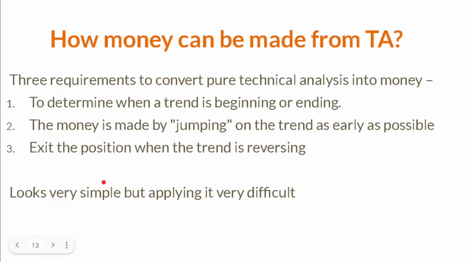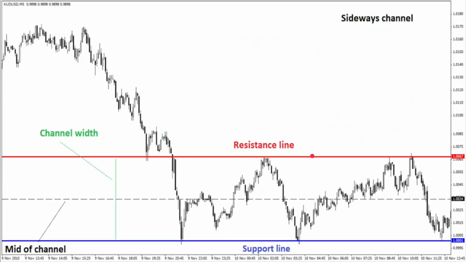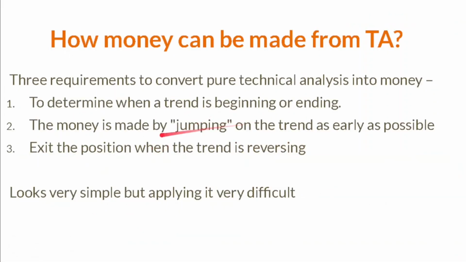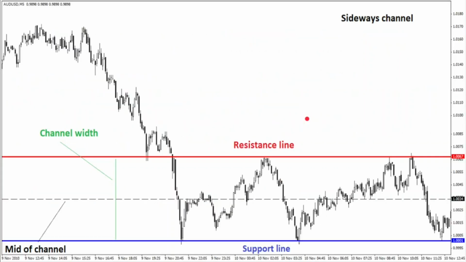This looks very simple, but applying this is very, very difficult. So that's why we use a lot of indicators and things like that. Whenever I say you will have to jump on the trend as early as possible, I mean to say that you will have to buy at the right time, right? If you had bought at this level and sold at this level, then you would have made a lot of profit. So that's what we do in technical analysis. We try to figure out when a stock can go up, when a stock can go down, and we make our buying and selling decision based on that. That's what we try to do in technical analysis basically.